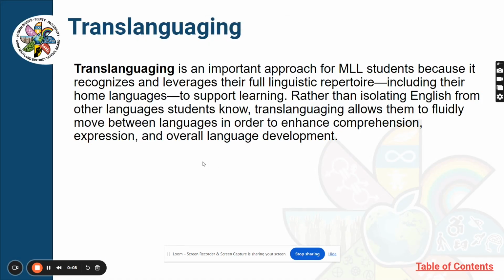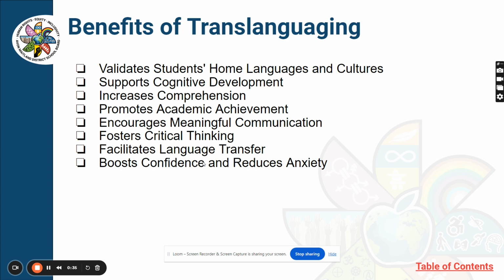A good strategy that you can use with your students who are MLL is called translanguaging. It's an important approach for our students because it recognizes and leverages their full linguistic repertoire, including their home languages, to support their learning. Rather than just isolating English from other languages that the students know, translanguaging allows them to fluidly move between languages in order to enhance comprehension, expression, and their overall language development.